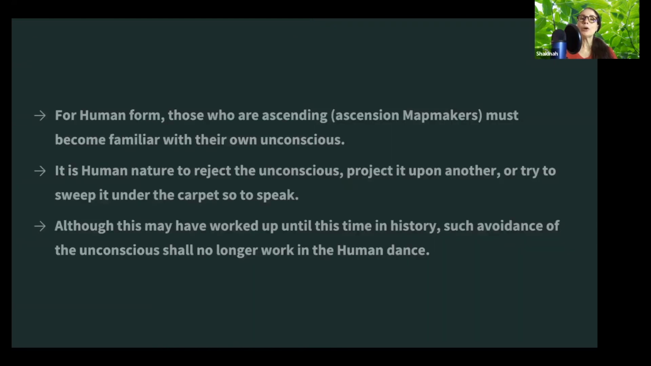For human form, those who are ascending, also known as the Ascension Mapmakers, must become familiar with their own unconscious. It is human nature to reject the unconscious, project it upon another, or try to sweep it under the carpet, so to speak. Although this may have worked up until this time in history, such avoidance of the unconscious shall no longer work in the human dance.